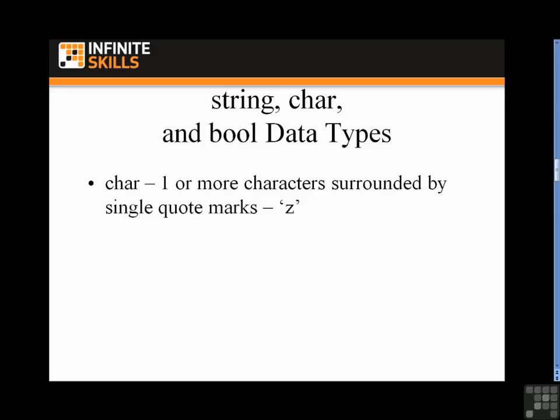The second data type we want to look at is the char data type. A char is one or more characters surrounded by single quotes rather than double quotes. So for example, the letter Z enclosed in single quotes is a char. You notice the difference between the char data type and the string data type is you can't have a 0 or more characters surrounded by single quote marks as you can 0 or more characters surrounded by double quote marks with the string.